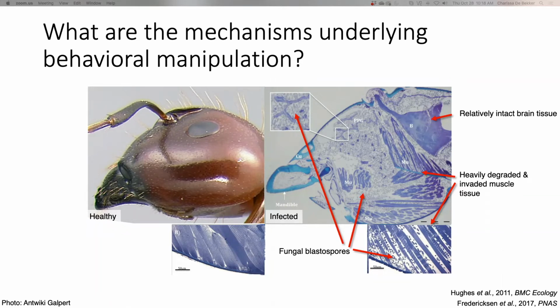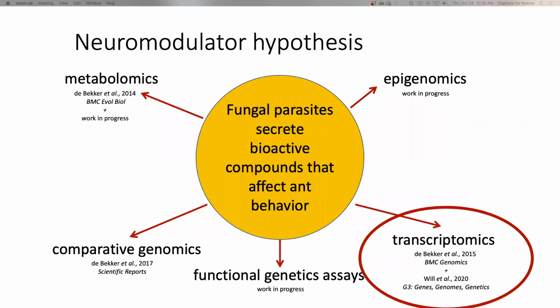So this makes us think that since the fungus is not invading the brain in such a way that it's degrading it or really mechanically affecting that brain tissue, we work from the hypothesis that, I'm sorry, my computer is again not letting me advance. We work from this hypothesis that very likely the fungal parasite is secreting some sort of effectors or bioactive compounds, if you will, that affect the ant behavior.